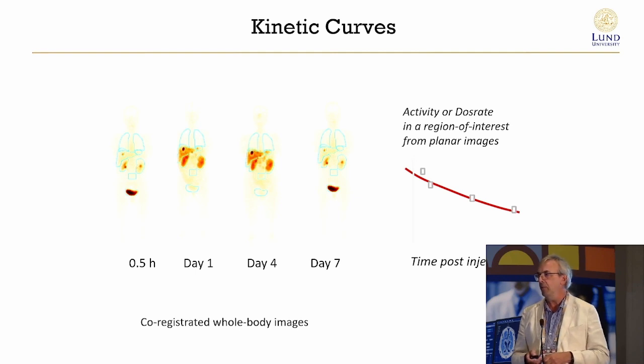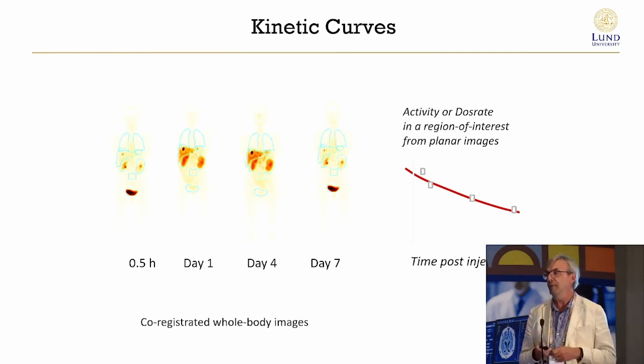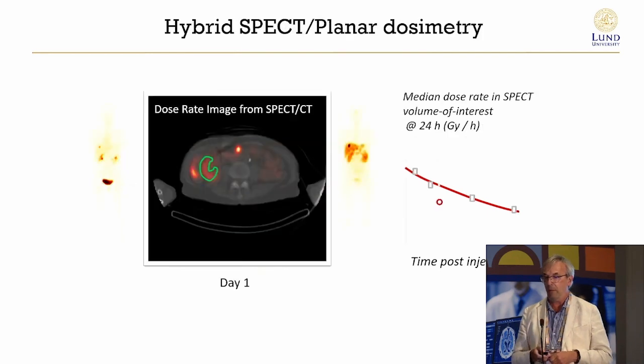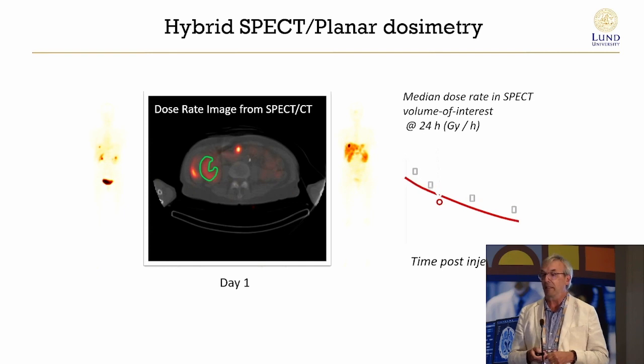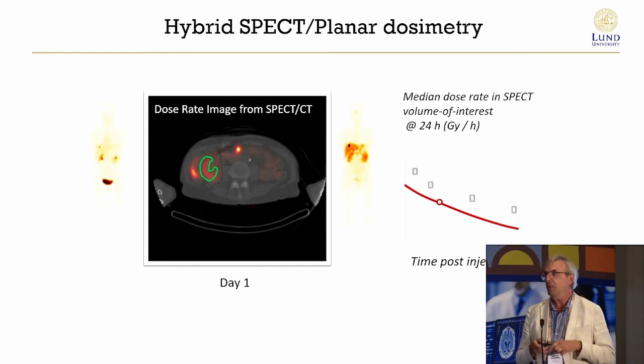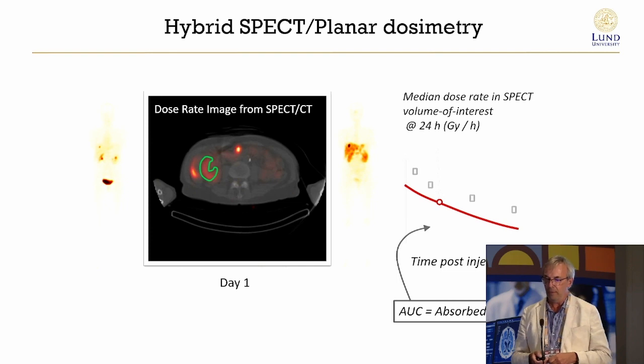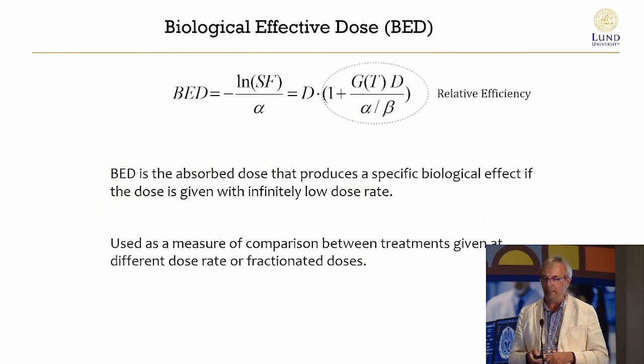And we used the whole body scan images to get the shape of the curve. And then we used the SPECT to adjust, because we know that usually planar dosimetry overestimates the dose. So we had one SPECT at the same time as the second whole body scan. And then we adjusted the curve down. So that was our procedure for dosimetry, and then we calculated the BED, because this is a long treatment, with long-time irradiation, so you get some kind of repair and so on.